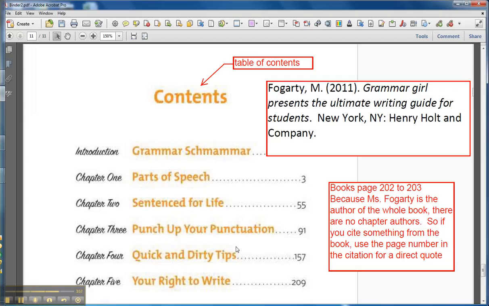So I hope that this was helpful for you to see some of the different formats for chapters of books with and without editors and with just single authors.